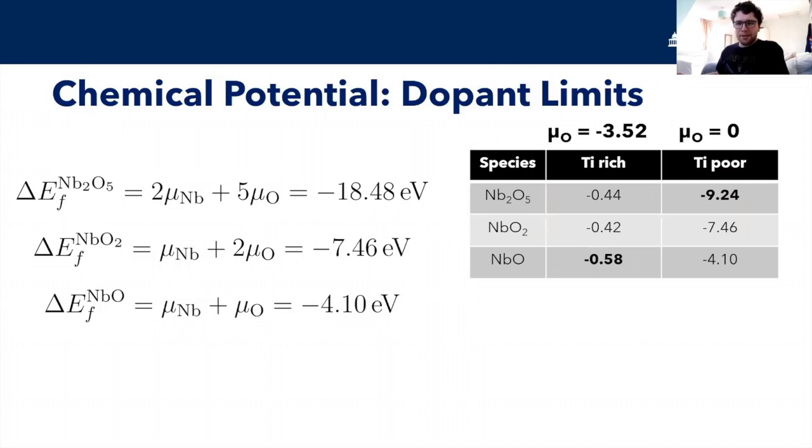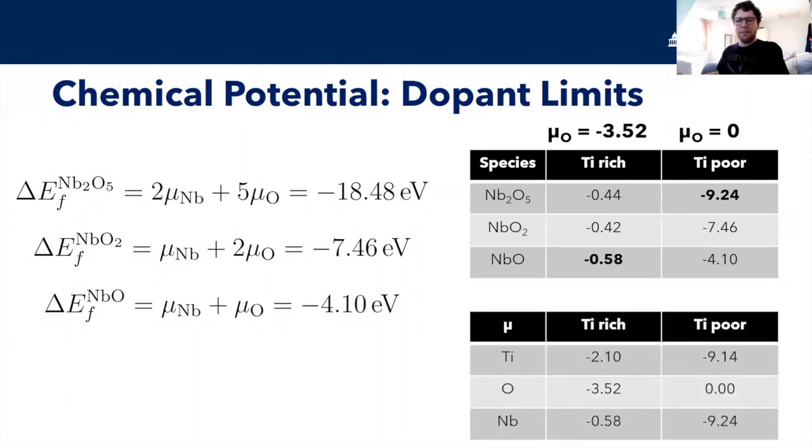Here we can see that under Ti-rich conditions, the most stable niobium-containing phase is NbO, and under Ti-poor conditions, the most stable competing phase is Nb2O5. This makes sense if you think about it intuitively, because under Ti-poor, O-rich conditions, you have loads of oxygen in the system and a 5:2 ratio of oxygen to niobium, whereas as you go into oxygen-poor conditions, you have a simple 1:1 ratio. So this all makes chemical sense.